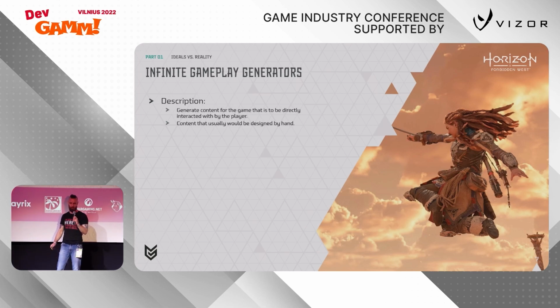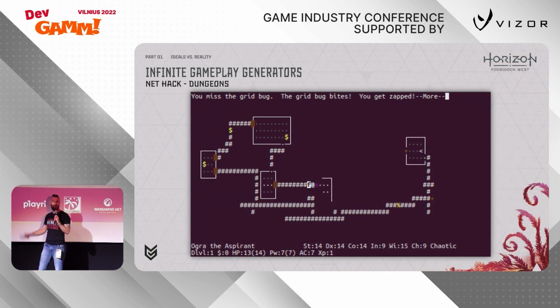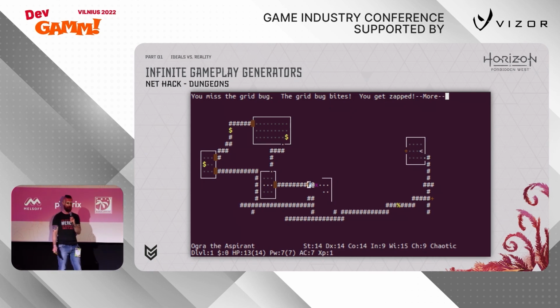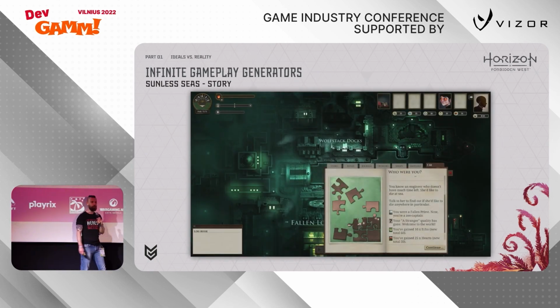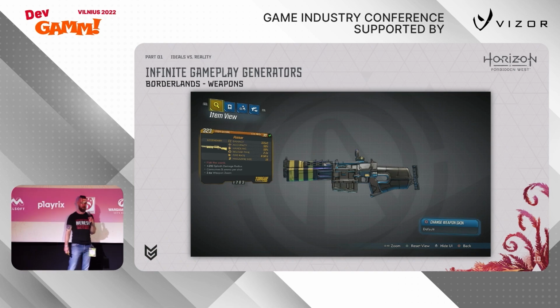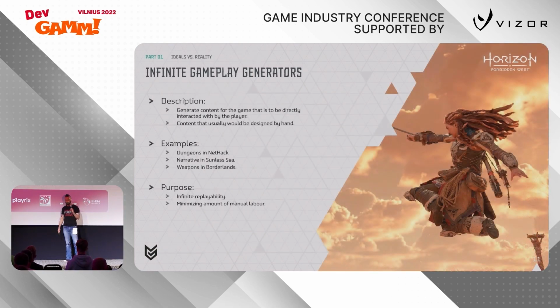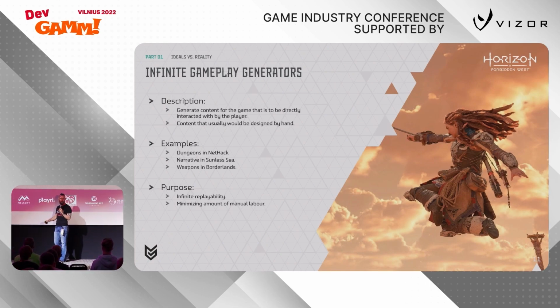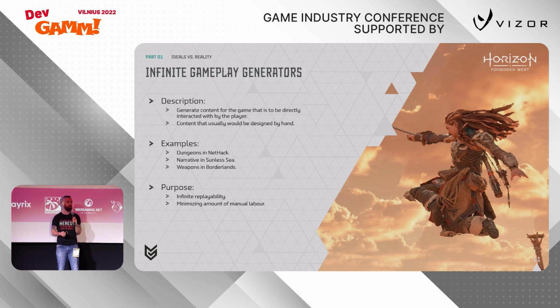Most notable examples would be the procedurally generated dungeons in NetHack, the procedurally generated narratives in Sunless Seas and Sunless Skies, the randomized weapons in Borderlands, and many more. These usually feature in games that are to be played over and over, or at least for a very long time. The goal is to create a system with an extremely large probability space with as little manual labor as possible.